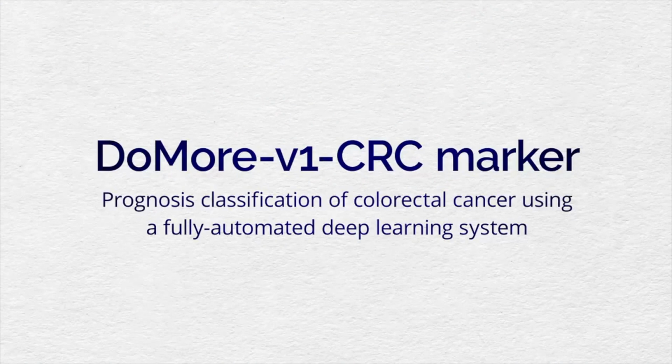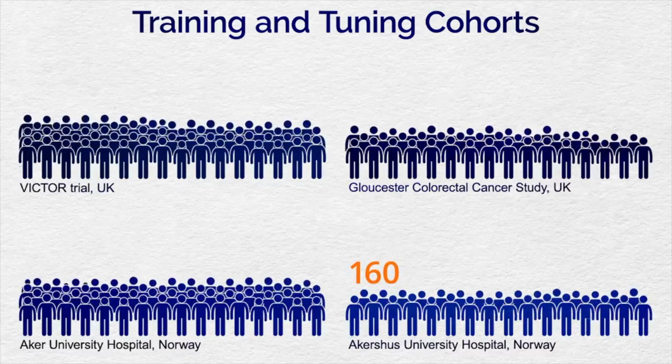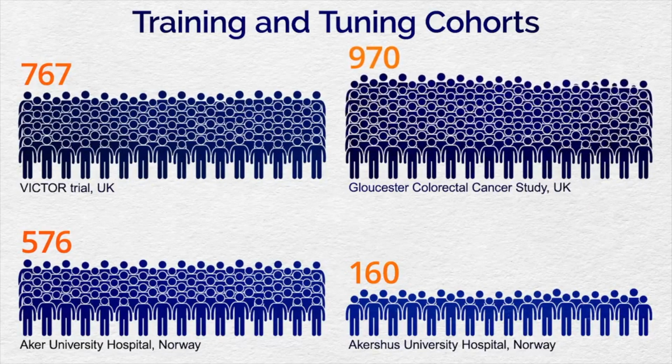This video will describe how colorectal cancer outcome can be predicted from routine diagnostic sections using deep learning. The marker was developed by training and tuning machine learning algorithms using 4 cohorts.